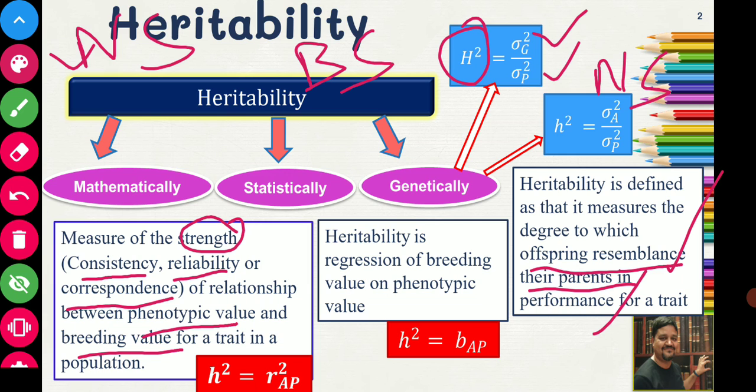So this is the mathematical definition of heritability, and it can be represented as heritability equal to the correlation between breeding value and phenotypic value, where A is breeding value and P is phenotypic value. Then statistically, heritability is the regression of breeding value on phenotypic value, that is H square is equal to bAP, where b is the regression coefficient. So bAP means regression of breeding value on phenotypic value. These many definitions you have to remember about heritability.